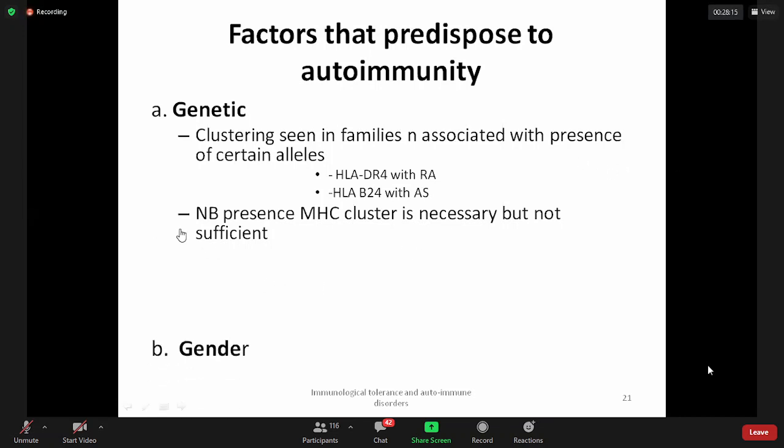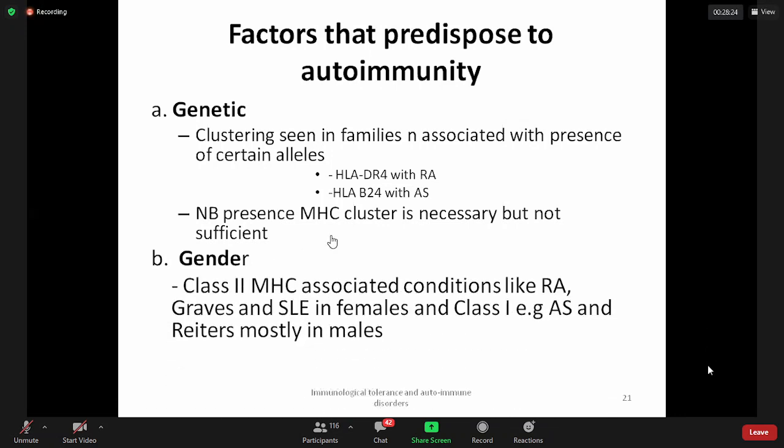What are some of these other factors? One of them is gender. Of course, gender is being either male or female. Now, class 2 MHC associated conditions like rheumatoid arthritis, Graves' disease, and systemic lupus erythematosus are very common in females, whereas class 1 associated conditions like ankylosing spondylitis and Reiter's are usually found in males.